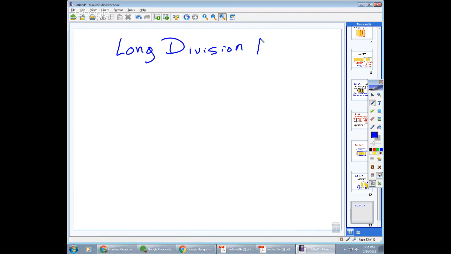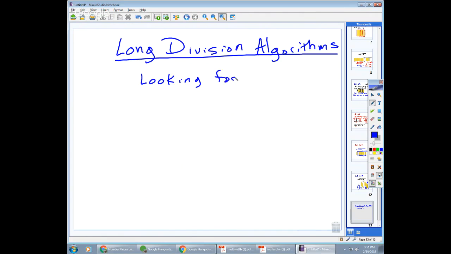The long division algorithm that we're very familiar with, and the kids will be kind of familiar with, they'll still struggle with it, is looking for groups, is the whole premise. And when we're looking for groups, we're counting. And we tend to count with whole numbers. Okay?